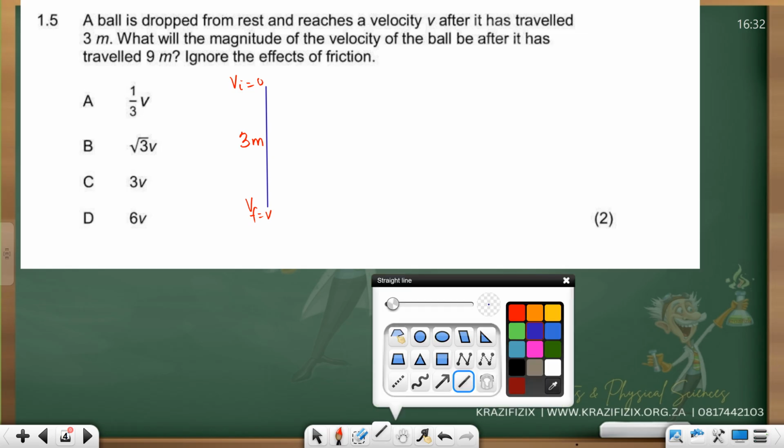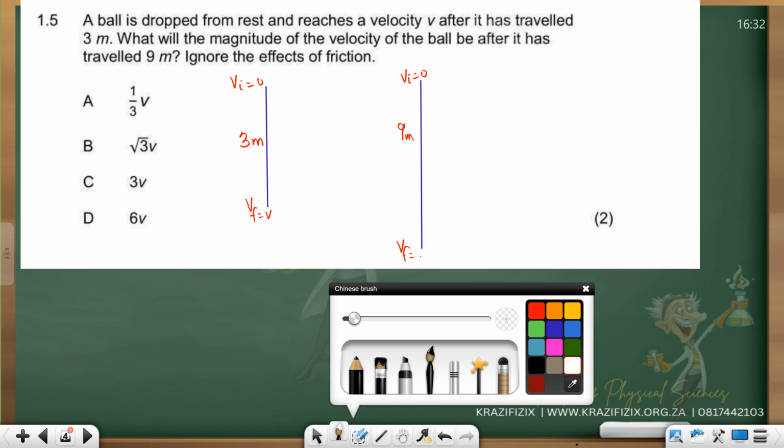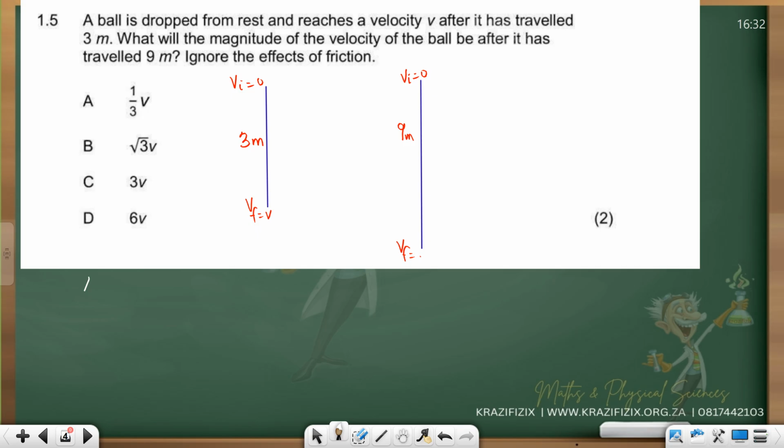We're looking for, let's see something here. VI is still 0, 9 meters. Now we don't know the final velocity. Okay, let's see. If we choose down as positive, I need to have my VF. We can use VF squared equals VI squared plus 2A delta Y.